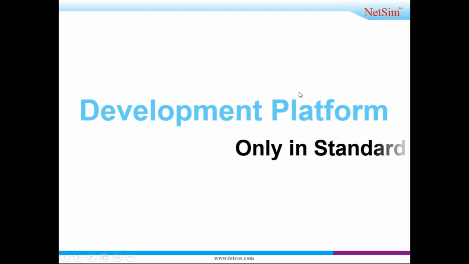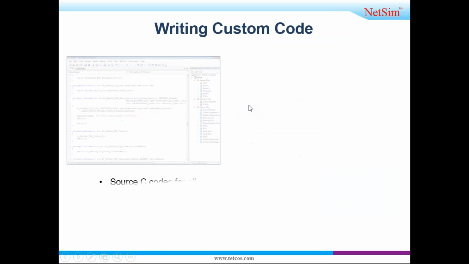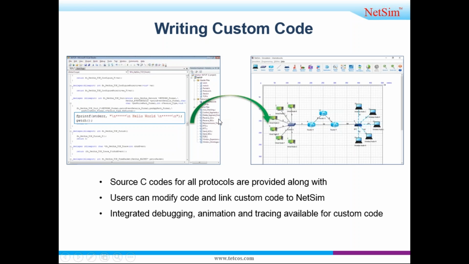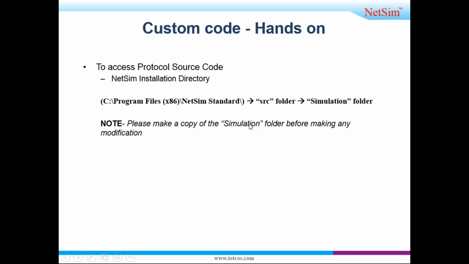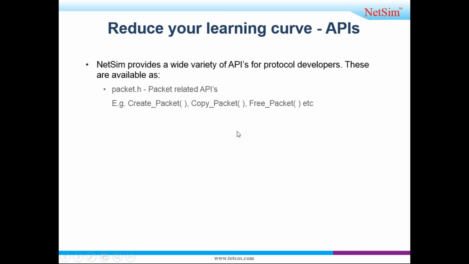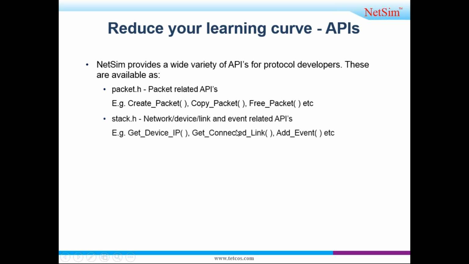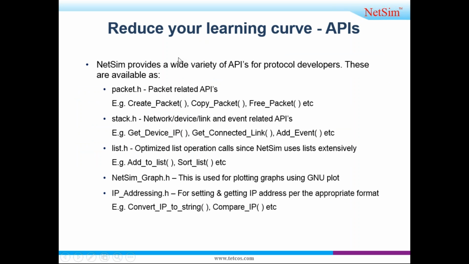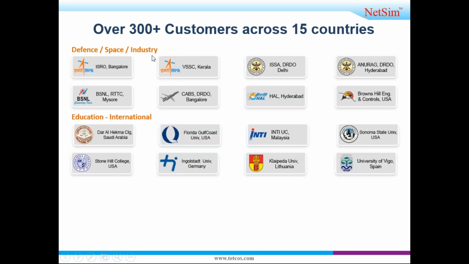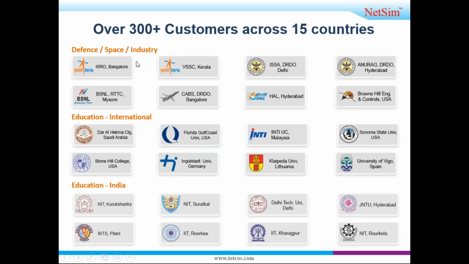Now in the develop platform, there are two screenshots available where you can write your code in Visual Studio and link it with Netsim in the GUI. These codes are available in the installation directory. And these are some APIs that are available for protocol developers: packet.h, stack.h, list.h. These are some APIs given for protocol developers, which help in the development of protocols. And these are some of the customer base for Netsim in defense, space industries, and education, international and India.